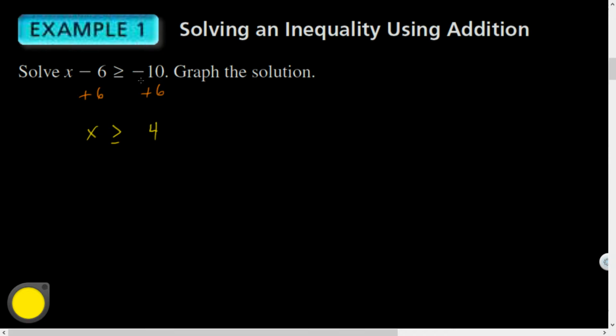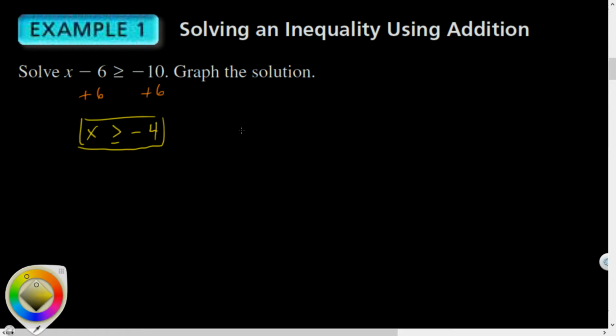And who was more influential? The 10. 10 is more influential. Negative. So x is greater than or equal to negative 4. It is solved. They also asked me to graph.